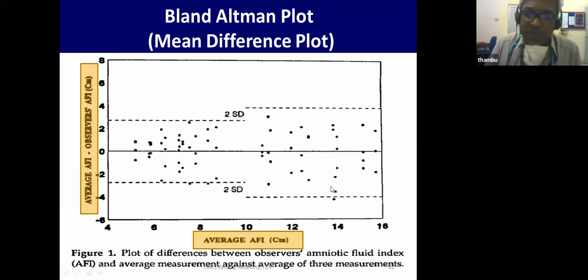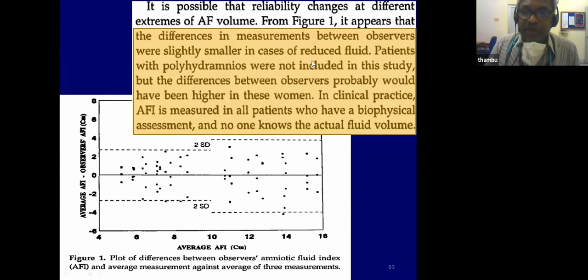So this is very important for people to understand. As the amniotic fluid index seems to go up and up, then the observers seem to vary very highly in their values, and there's a big difference in their values. So this is something important to understand. So in the paper they published, this is what they wrote. The differences in measurement between the observers were slightly smaller in cases of reduced fluid. Patients with polyhydramnios, that is very large amount of fluid, were not included in the study, but the differences between the observers would probably be higher in these women.